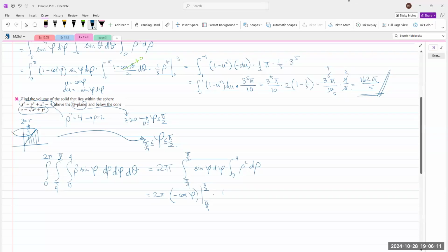This is 1/3 rho cubed, so 4 cubed. This is 2 pi. That's minus 0 plus radical 2 over 2. Oh, so for cube, this is cubed. So that will be what? 4 cubed is what? 64 radical 2 pi over 3. That's the volume.